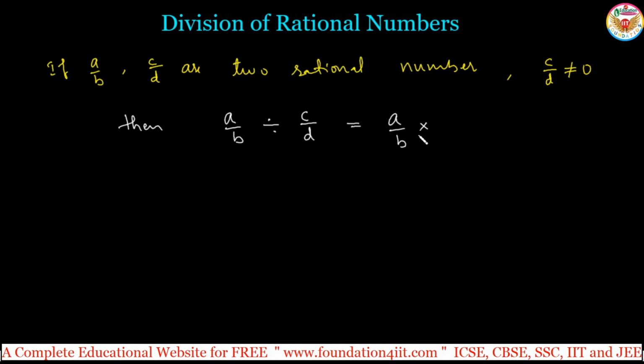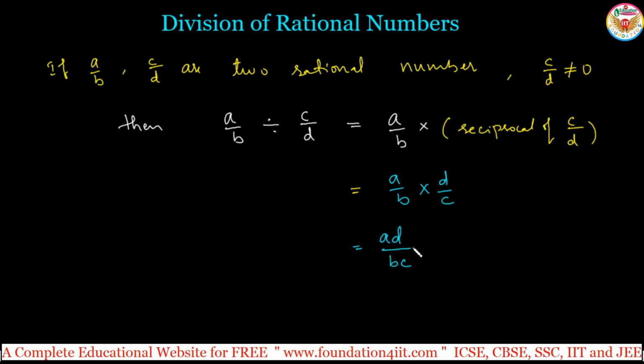So if we keep the multiplication symbol, then we take the reciprocal of c by d. So that is equal to a by b into the reciprocal of c by d, which is d by c. Whenever, instead of the divide symbol, we keep the into symbol, then the next fraction should be the reciprocal, that is d by c. So this is nothing but ad by bc, right?